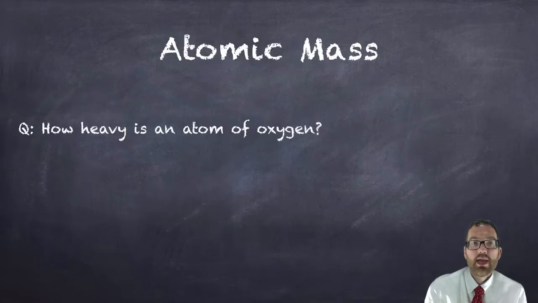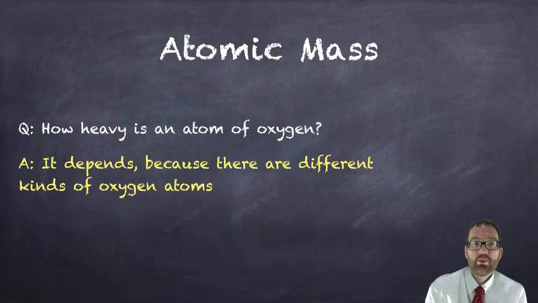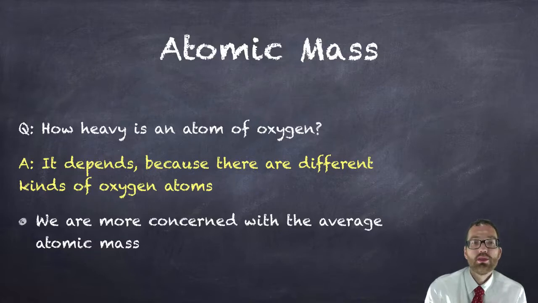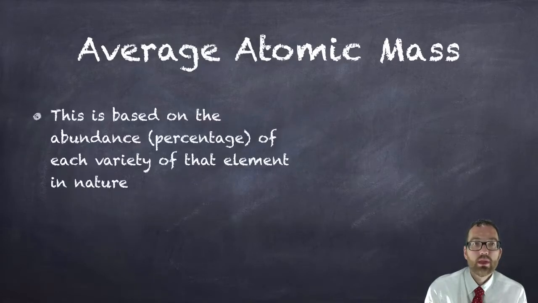So how heavy is an atom of oxygen? And the answer is it depends. It depends because there are different kinds of oxygen atoms. Most people would probably just go to the reference table and look up oxygen and look at its mass number. But that mass that is on the periodic table is not a mass of an oxygen atom. It's the average mass of all of the known isotopes of oxygen that are in existence. So we're more concerned with the average atomic mass than the mass of any one atom.